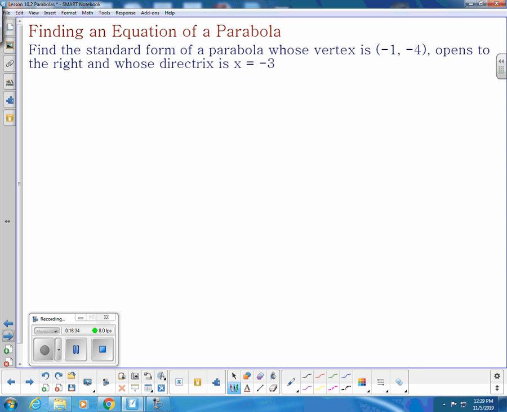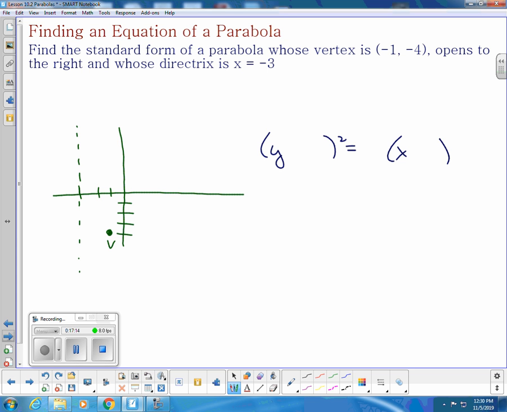Okay, so I got the standard form of a parabola whose vertex is (-1, -4), opens to the right, and directrix is -3. There's nothing wrong at all with graphing and sketching what you know. That's my vertex, my directrix is here. That should tell you which way I'm opening: up, down, right, or left. So we're opening to the right, which means my y is squared, and I'm positive.